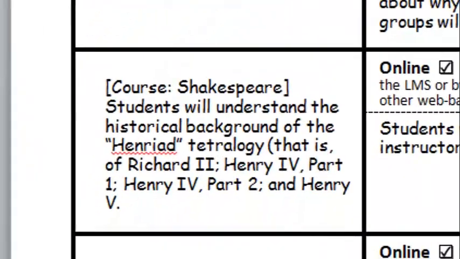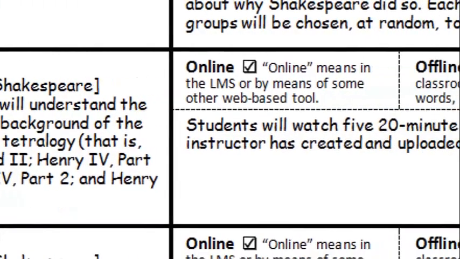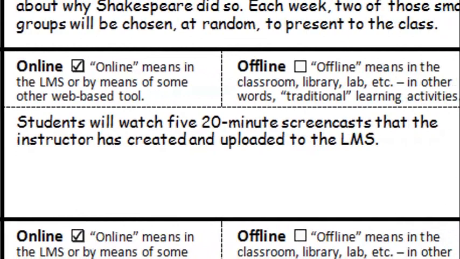Let's look at one final learning outcome that the instructor has articulated in this template. It says, students will understand the historical background of the Henriade tetralogy. That is, Richard II, Henry IV, Part 1, Henry IV, Part 2, and Henry V. The associated learning activity that the instructor has devised is that students will watch 5 20-minute screencasts that the instructor has created and uploaded to the learning management system or YouTube.